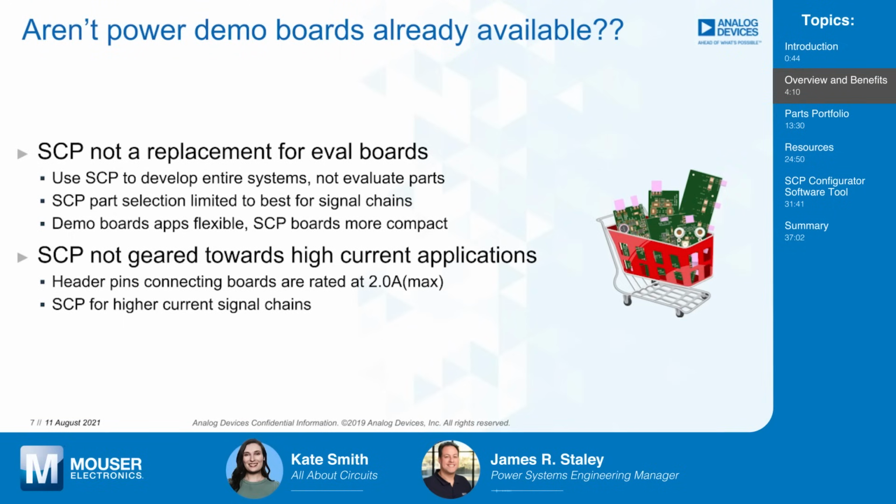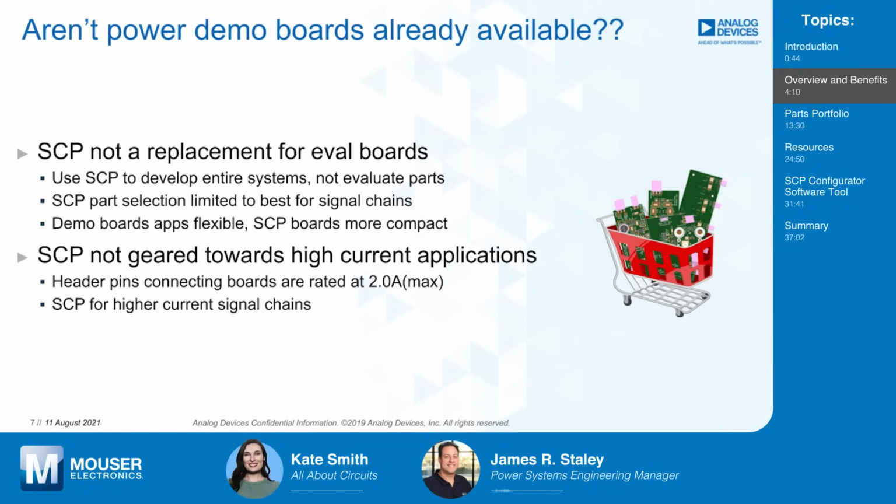And SCP is not a replacement for evaluation boards. We developed the signal chain power platform to evaluate and develop entire systems, not to evaluate parts. So the SCP part selection is limited to the parts we thought were best for those signal chains. And the demo boards are typically application flexible, but the SCP boards are not. They're meant to be compact so that you can take an entire system, 5, 6, 7, 8, sometimes 12 parts, and have them all condensed down when they're plugged together in the size of a sheet of paper. That is pretty impressive. Yeah.